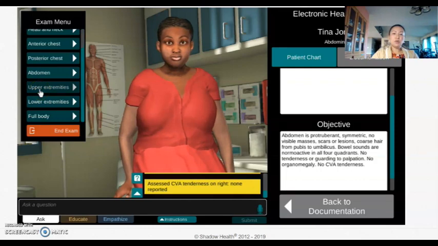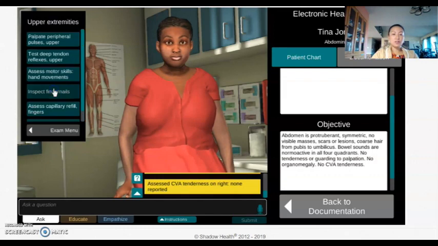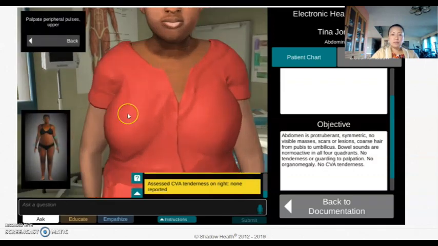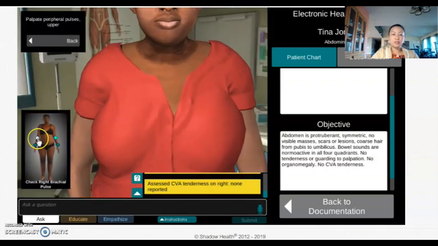So, now going to the musculoskeletal system, and also I will assess the cardiovascular system with the pulses, checking of the pulses, starting with the upper extremities. I am going to palpate peripheral pulses, and I am going to see if they're adequate.